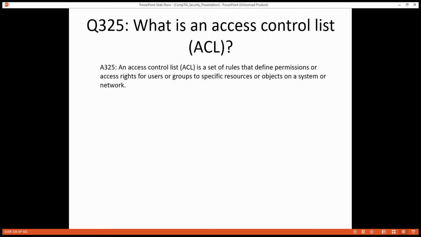Q325. What is an access control list, ACL? A325. An access control list, ACL, is a set of rules that define permissions or access rights for users or groups to specific resources or objects on a system or network.